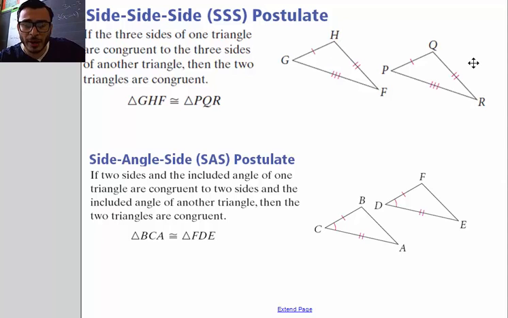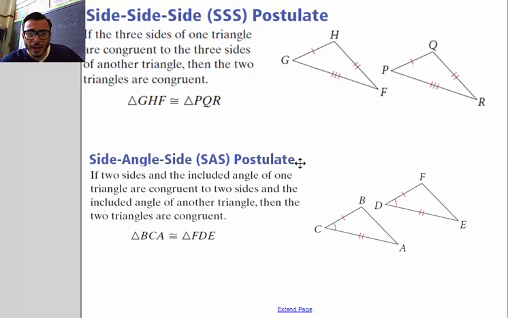So if you look at the diagram here, side GF is congruent to side PR, side GH is congruent to side PQ, side HF is congruent to side QR. And since that's the case, then we can say the triangles are congruent by side, side, side. I'm not going to read through all of these. I'm just going to basically point out the diagrams.